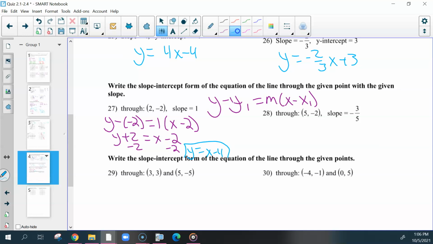If you used the graph or did not use the point-slope formula, those methods work, but that's not what I want to see. And then do the same thing for the other one.